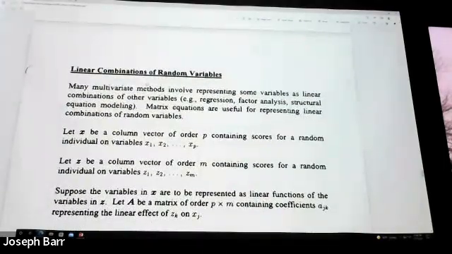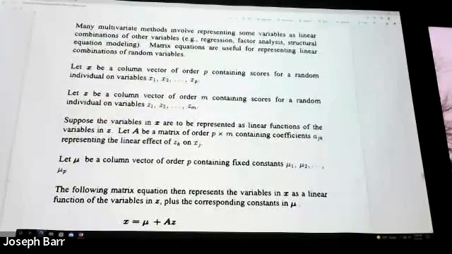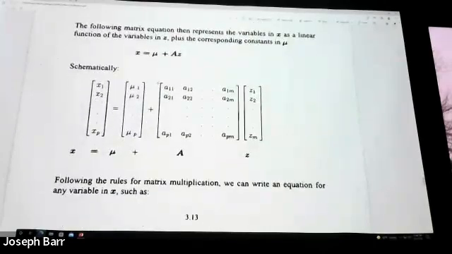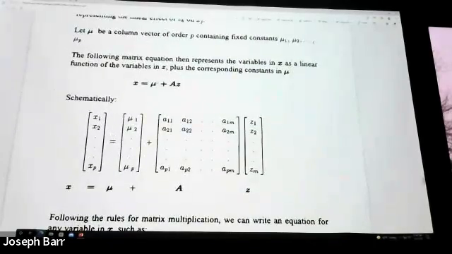And then we have another function. We can do a lot of linear combination of random variables. So suppose we have x, we have z. All of these are random variables. We can use a column to show these are random variables. Then we can have this case: x equals mu plus A times z. So z is a random variable, x is a random variable.